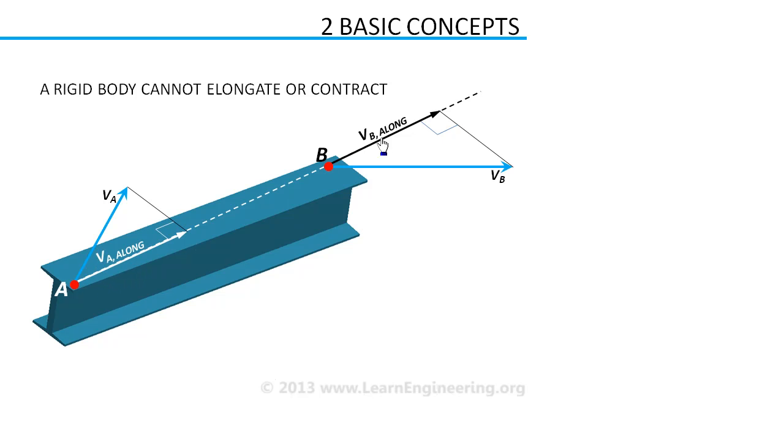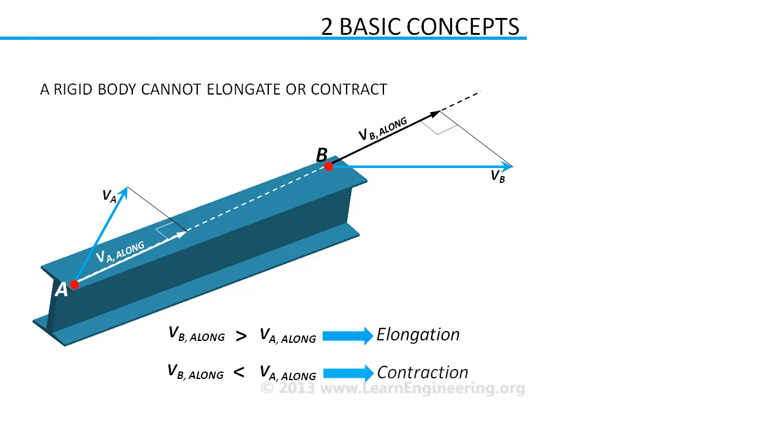If component velocity of point B is greater than A, then the link will start elongating. If the case is opposite, the link will start contracting. Both these cases are impossible, since this is a rigid body. So velocity components of both points should be equal.